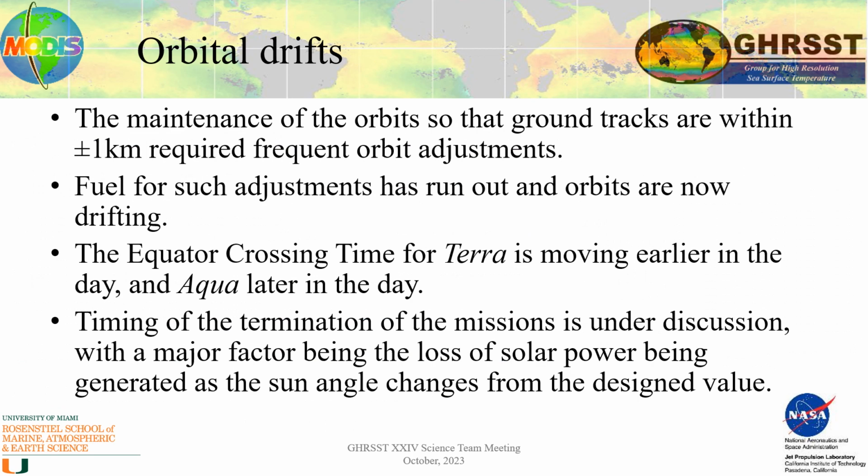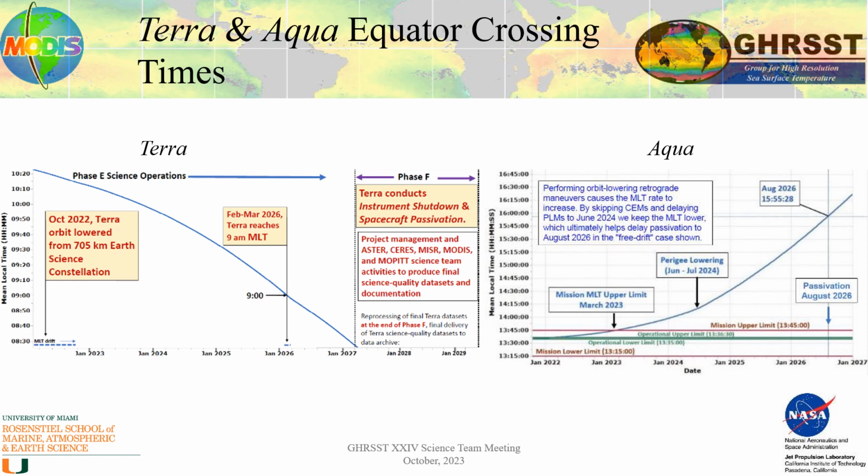Both Terra and Aqua were placed into maintained orbits, meaning that the ground tracks that repeat after 3 days are all within 1 kilometer. This required frequent orbit adjustments, but the fuel for such maneuvers has been expended and the orbits have begun to drift. Terra is moving earlier in the day and Aqua later in the day. The plots show the equator crossing times of the drifting orbits, left being Terra and right being Aqua.